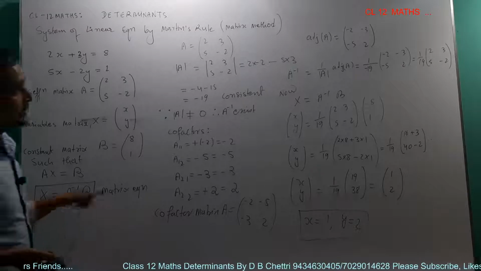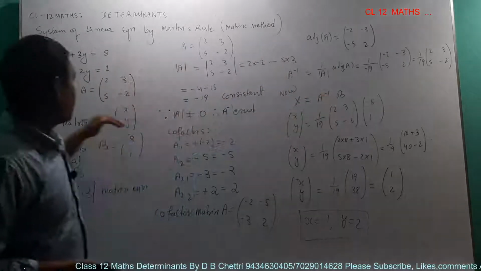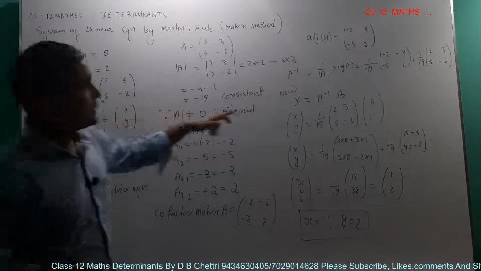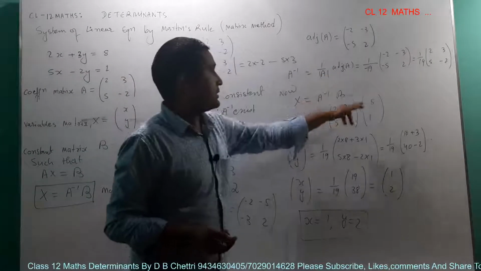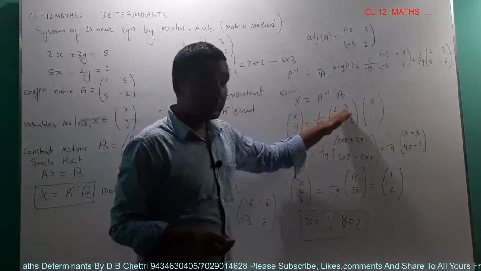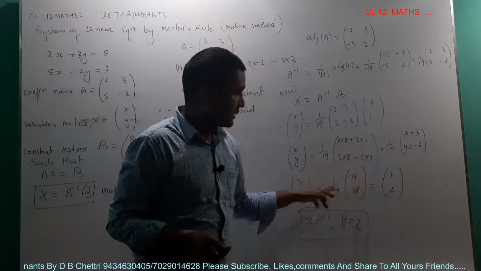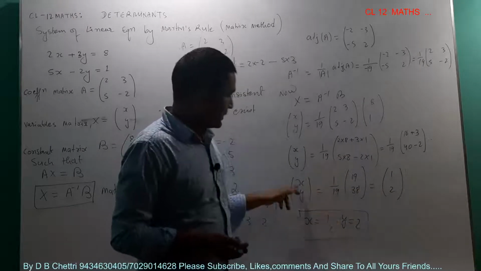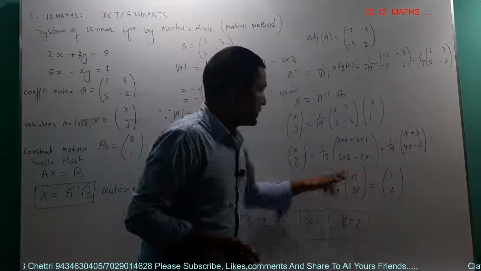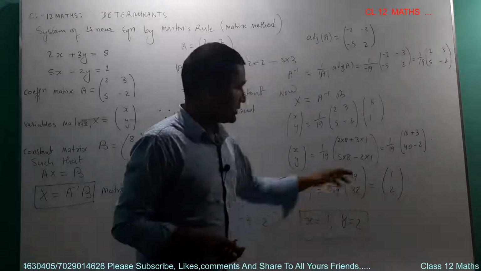Now write the matrix equation and substitute the value of each matrix. Matrix x y, then A inverse is there, substitute, and B is 8 1. Now use matrix multiplication, then get the product. After getting it, take 1 by 19 and multiply, or take 19 and divide, and just compare and write. In place of x, 1 is there, in place of y, 2 is there.